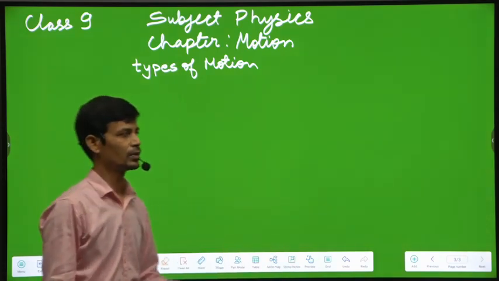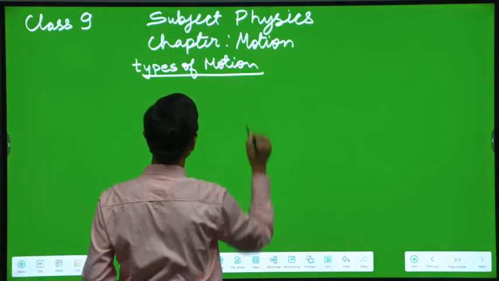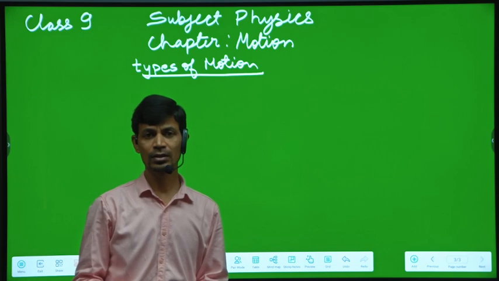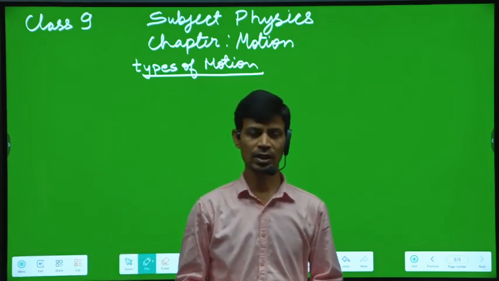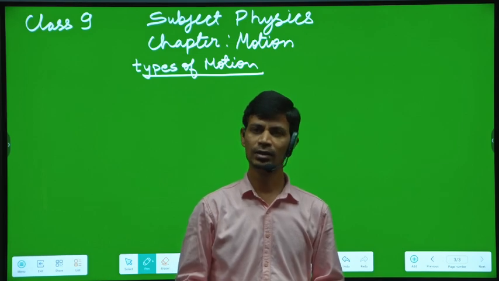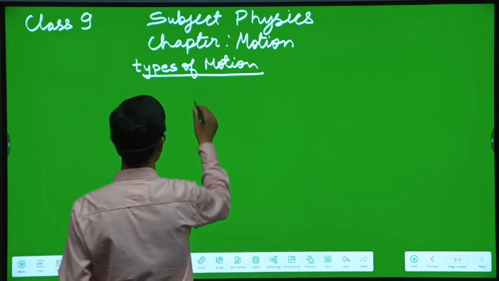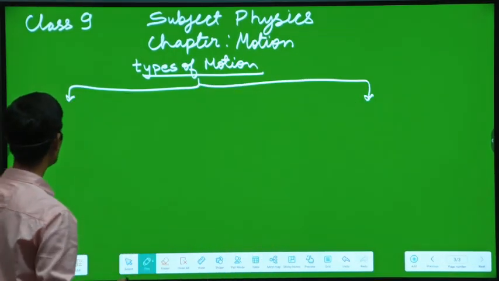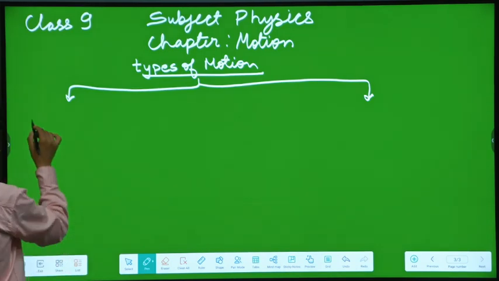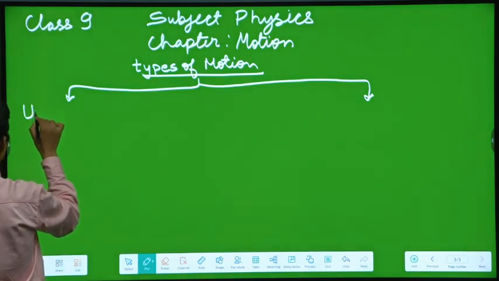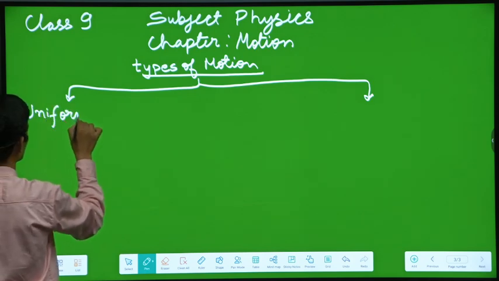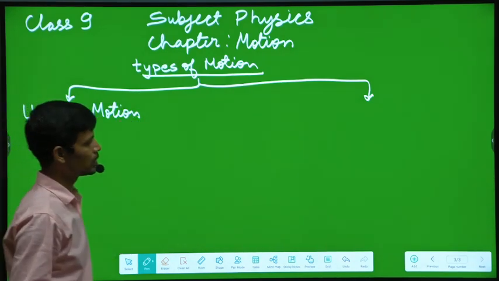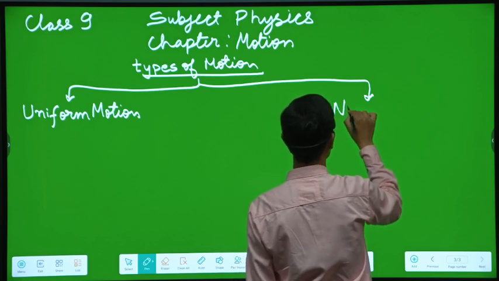In this video, I'm going to tell you about types of motion. So, we are just dealing with motion in a straight line, and therefore, we can divide motion into two categories only. One is uniform motion, and the other is non-uniform motion.